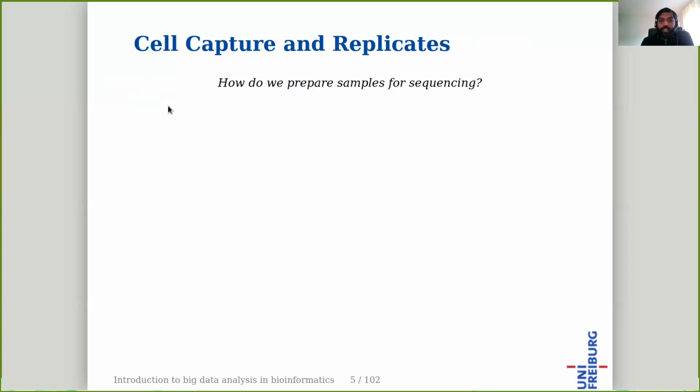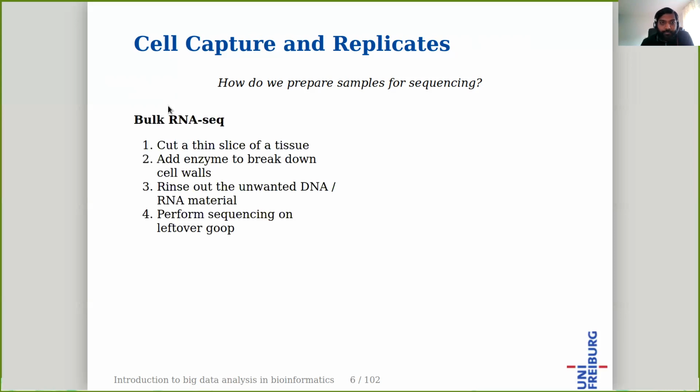Let's look at how single cell and bulk RNA sequencing differ when you look at the sample preparation. In bulk RNA sequencing, a thin slice of the tissue is taken, and then an enzyme is added to break down the cell walls, and then all the unwanted DNA or RNA is rinsed out. This can be, for example, ribosomal RNA that we don't want in the RNA sequencing because it's the most abundant, and then you would just sequence the ribosomal RNA.